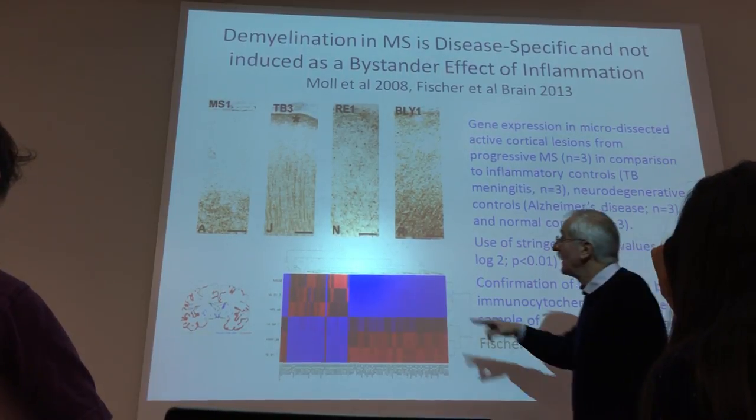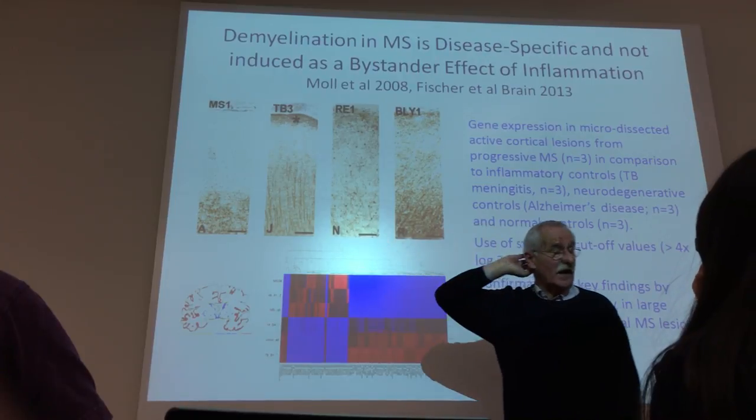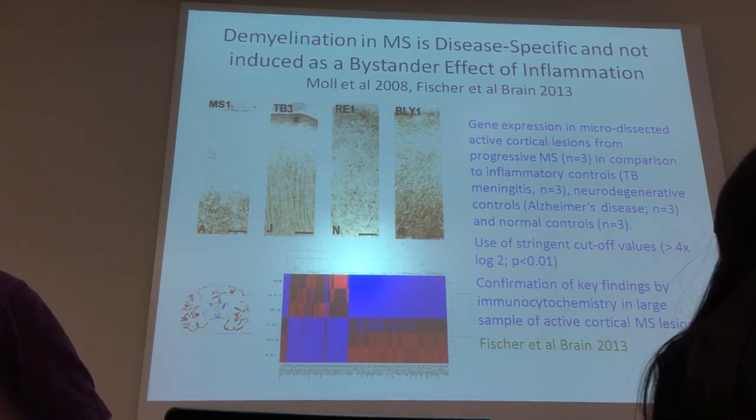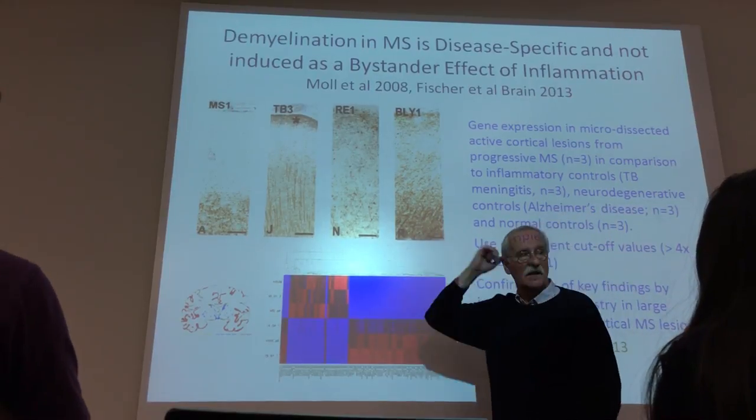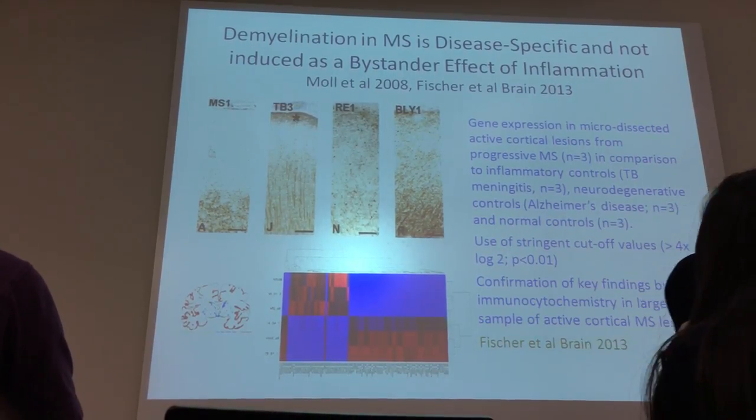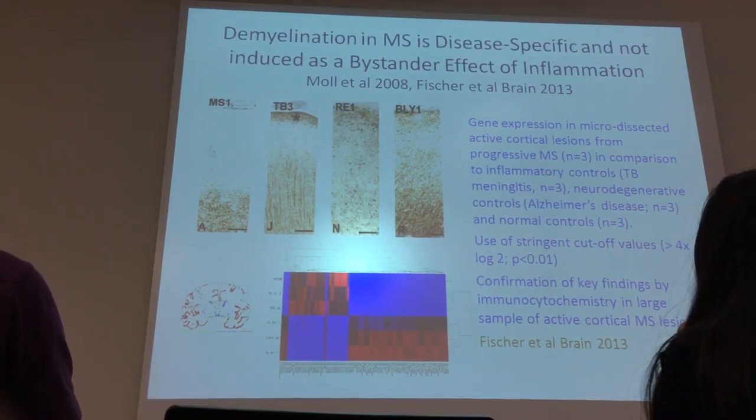You can also look at other things like Rasmussen's encephalitis, a disease which is mediated by CD8 T cells, or a B cell lymphoma, where the whole brain is overflooded with activated and highly activated malignant B cells. Again, the myelin sheath is intact.